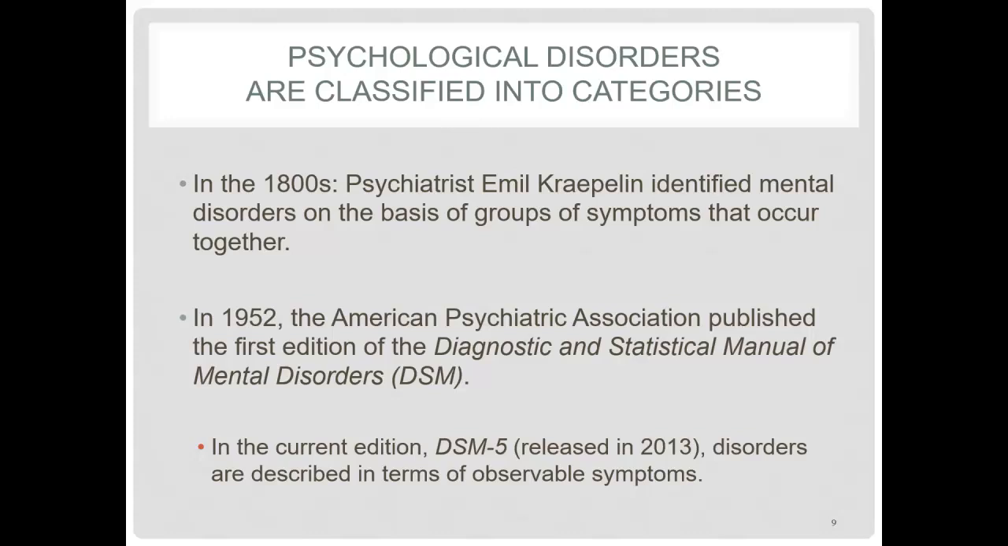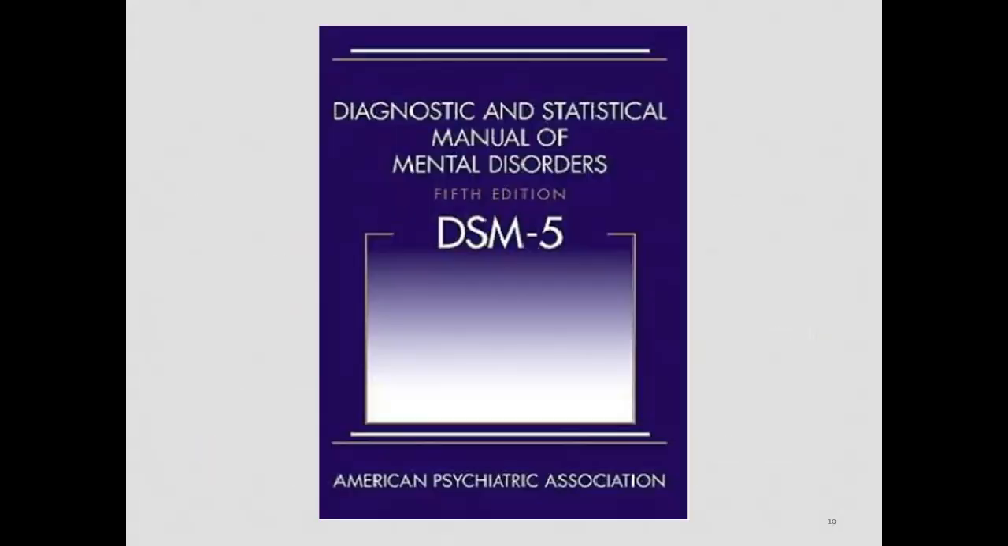Now, in the 1800s, a psychiatrist, I can never say his name properly, so just read it, identified mental disorders on the basis of groups of symptoms that occur together. Now, in 1952, the American Psychiatric Association ran with this idea and published the first edition of the Diagnostic and Statistical Manual of Mental Disorders. Now, in the current DSM-5, they go with classifying disorders based on observable symptoms. So this is the DSM-5.